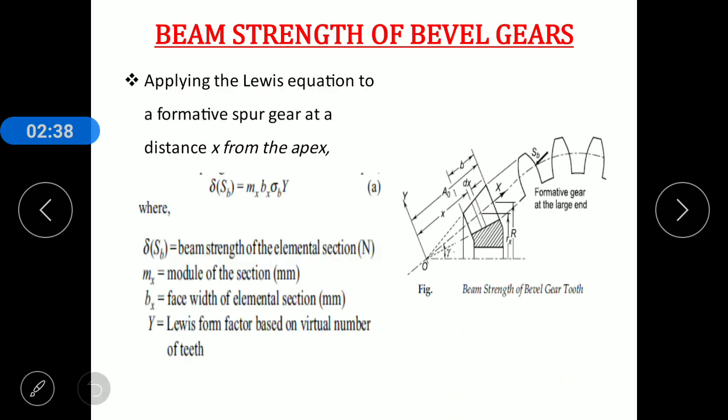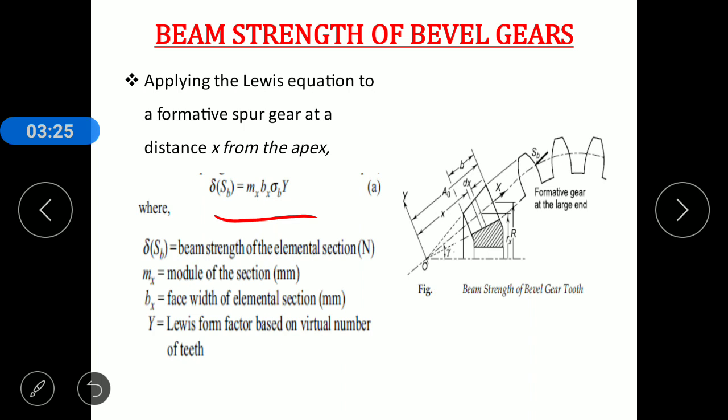Now for this formative spur gear, we apply Lewis equation. Lewis equation, that is delta Sb equals mx bx sigma b Y, where delta Sb is the beam strength of the elemental section in Newton, mx is the module of the section in millimeter, bx is the face width of the elemental section in millimeter, and capital Y is the Lewis form factor based on virtual number of teeth.